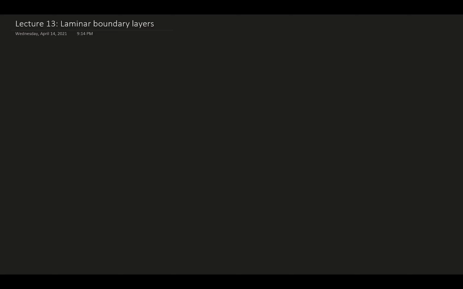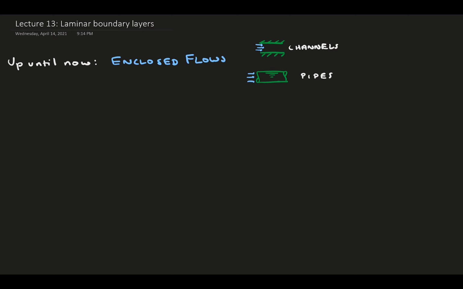Hi, and welcome to another video in fluid mechanics. Up until this point, we have dealt primarily with enclosed flows. These are flows that have boundaries on all sides and include both channels and pipes. In analysis of these flows, we have come to solve the velocity field, u, v, and w, and also learned a bit about the pressure field as well. We studied these flows in both laminar and turbulent states.